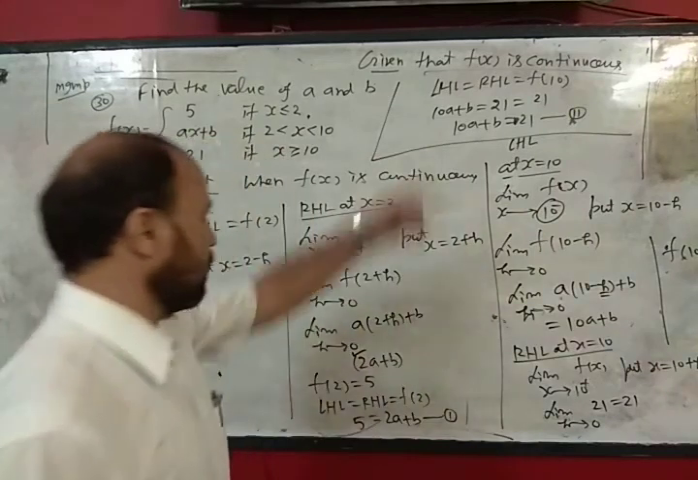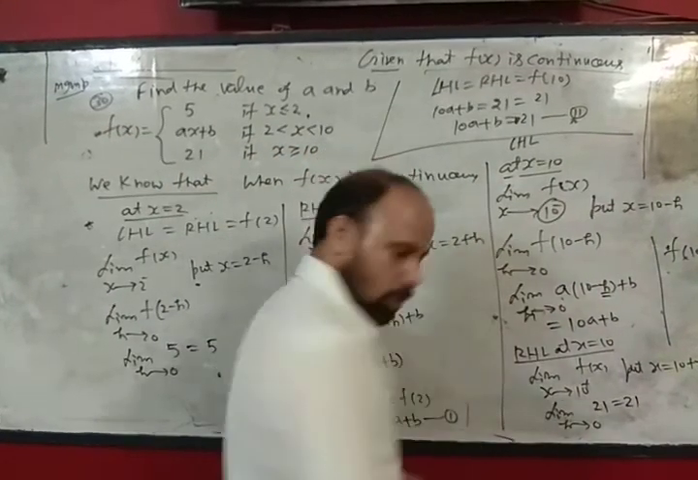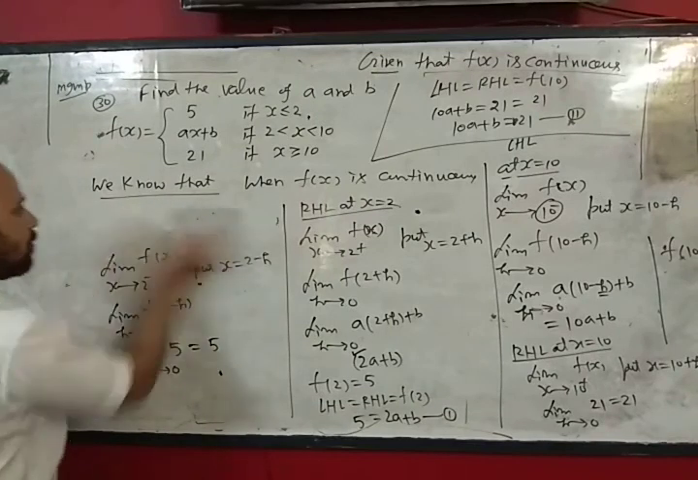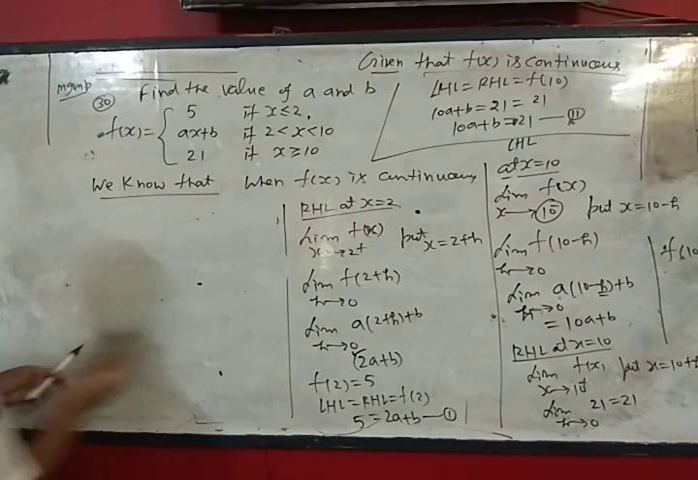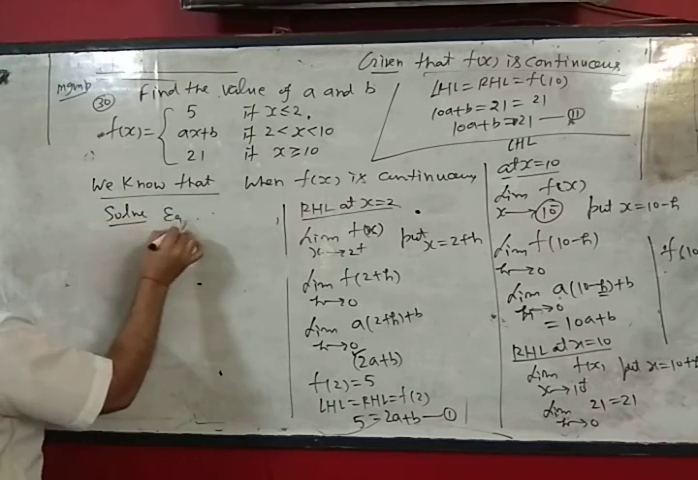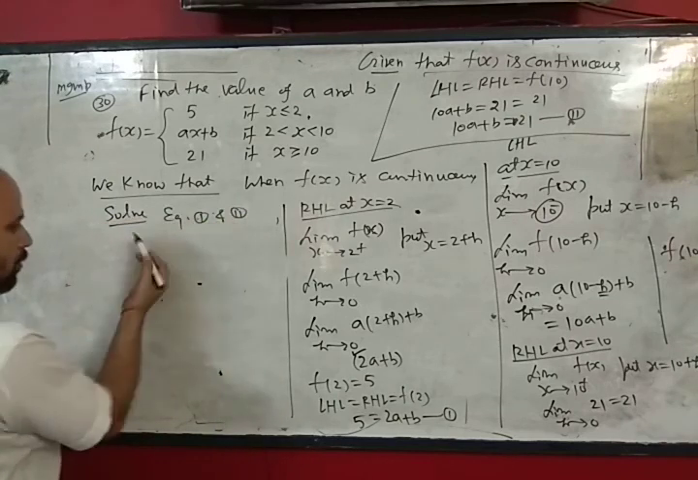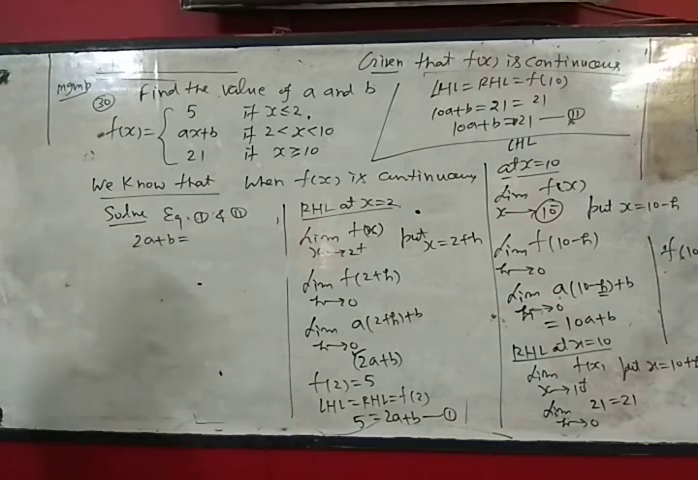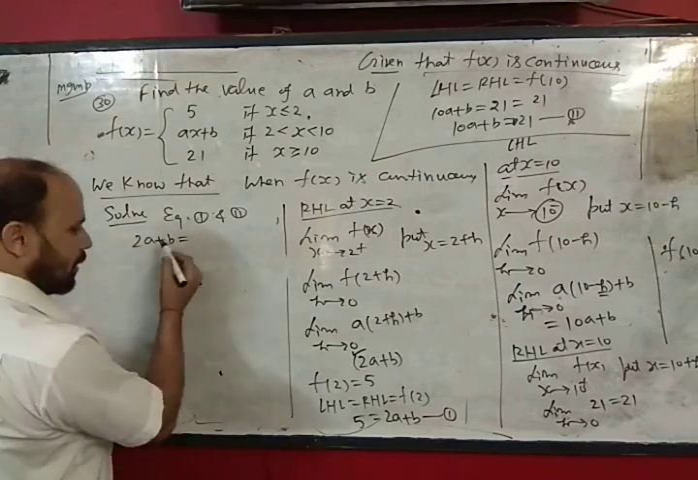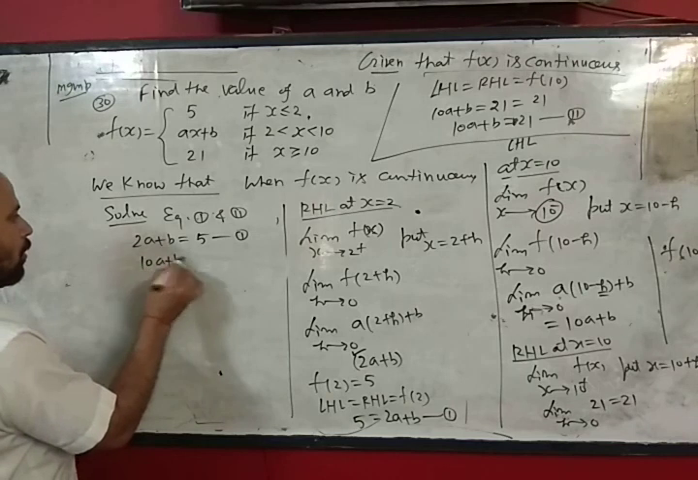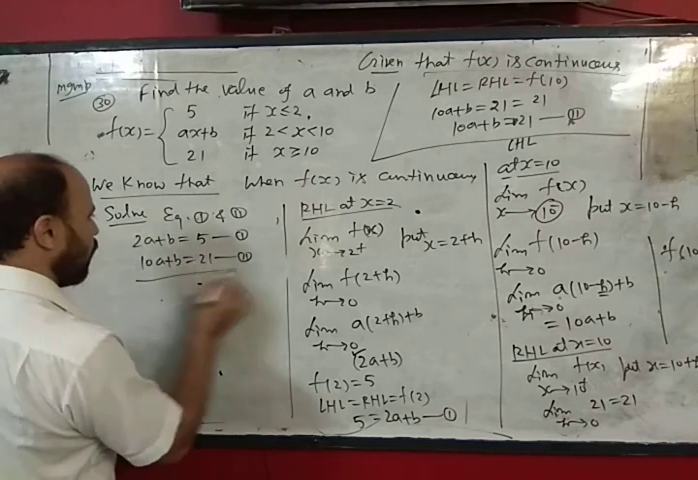Solve these two equations and you have to find the values of a and b. Solve the first and second equations by linear equations in two variables. You can use any method out of substitution, elimination and cross multiplication, and easily find the values of a and b.